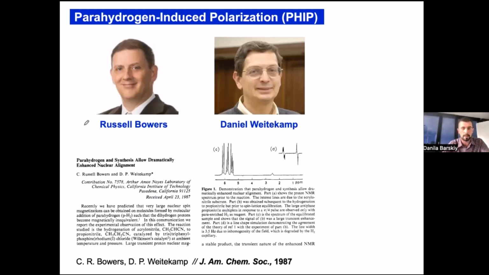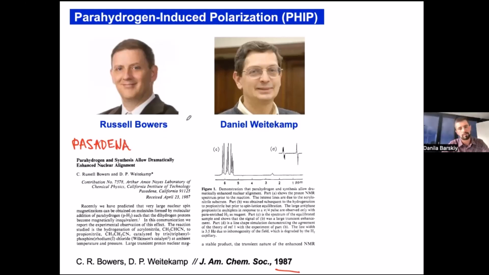You need to convert all your hydrogen fully into the lowest quantum state, and that was known for a while in the rocket fuel community, but applications for NMR started from this publication in 1987 by Bowers and Weitekamp, who introduced the so-called PASADENA effect. So they call it PASADENA: Parahydrogen and Synthesis Allow Dramatically Enhanced Nuclear Alignment.